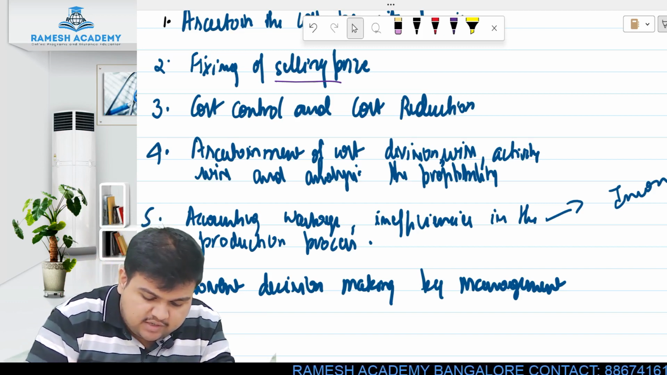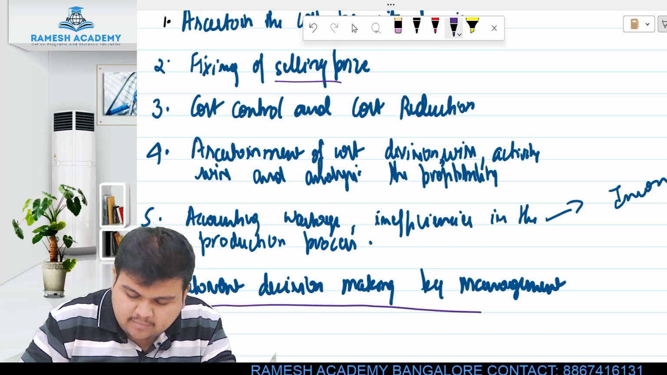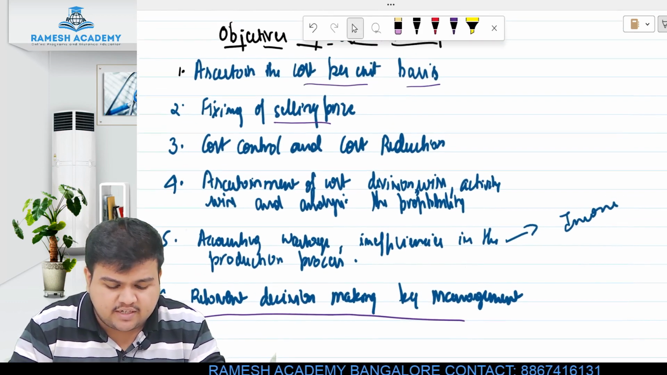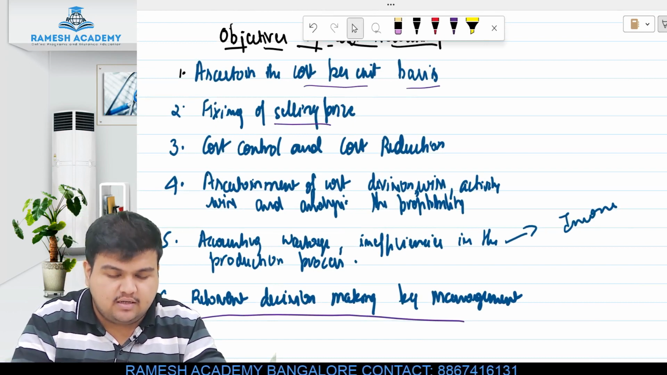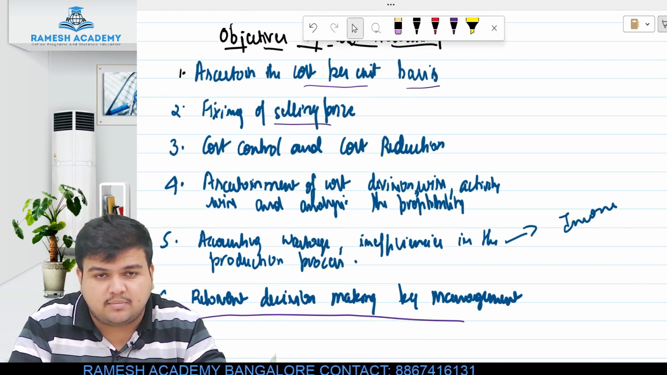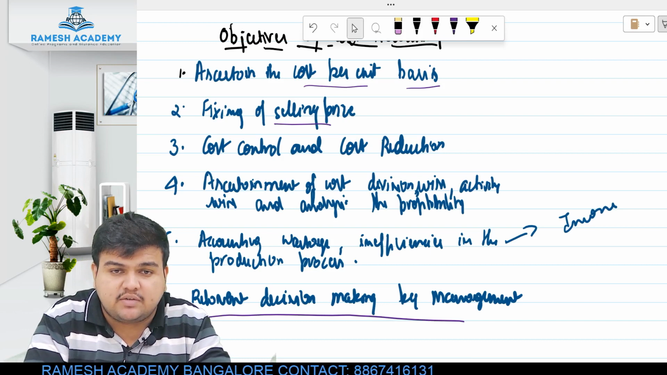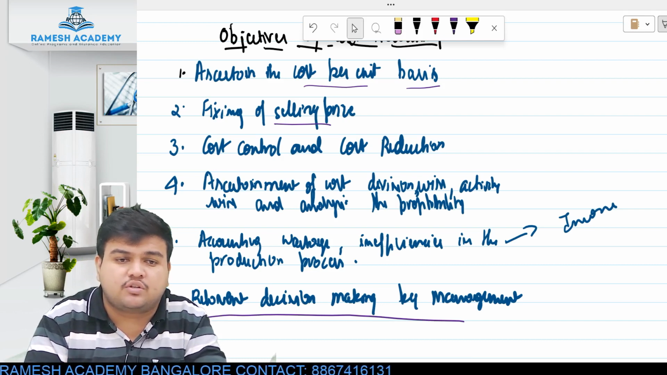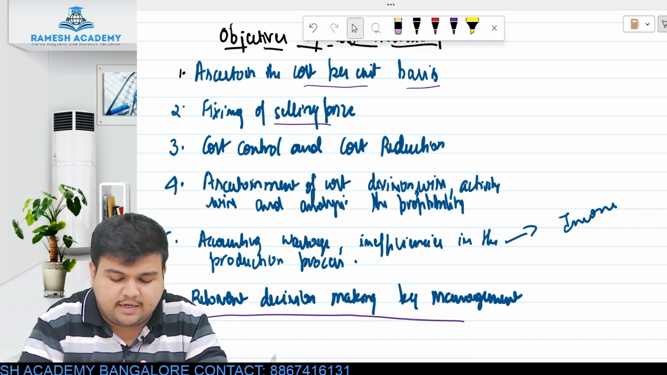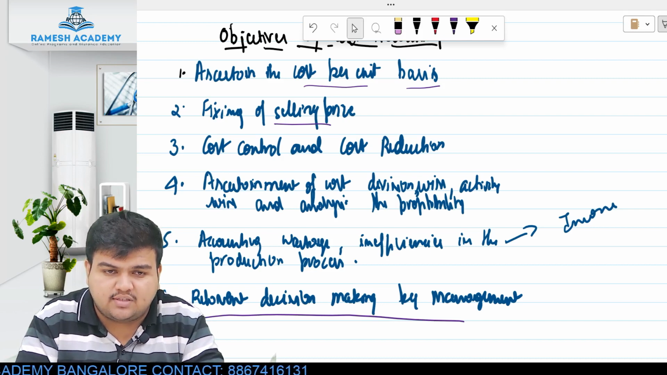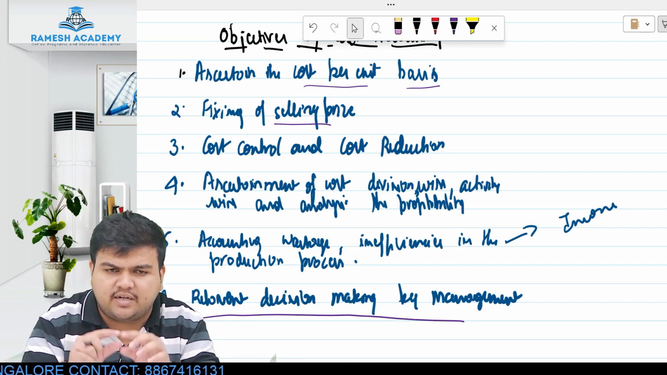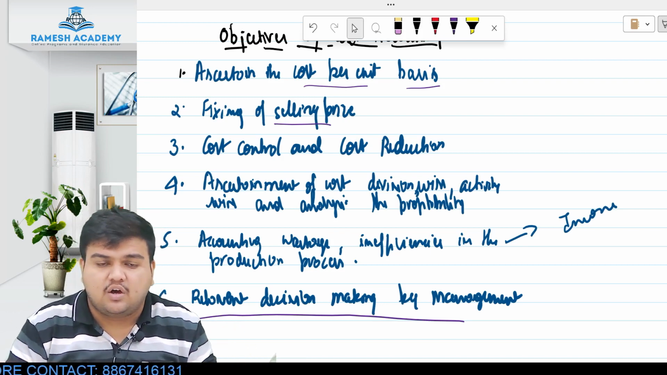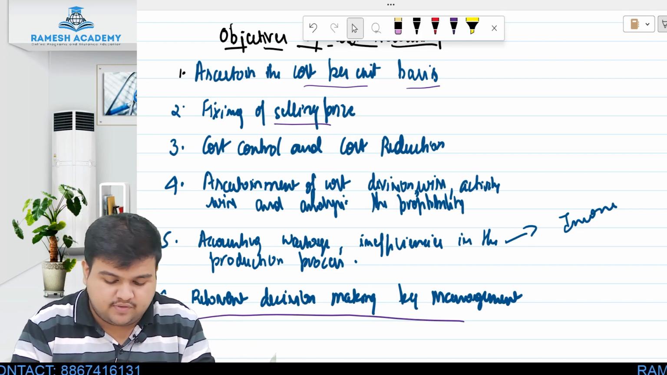Then the last one is relevant decision making by the management, which we have discussed. I have written it a little short. You have a little extended version in your study material. This much is enough for the exam, but remember these keywords. Don't write too much in your own words. I made it so simple. Just learn this by heart and add 2 or 3 words to make it look like a sentence, or give an explanation for this. This is how it works.